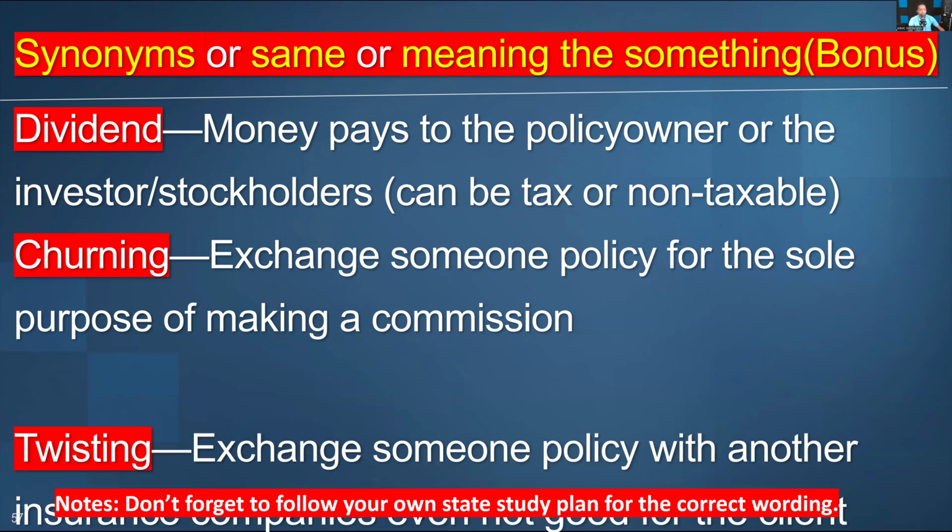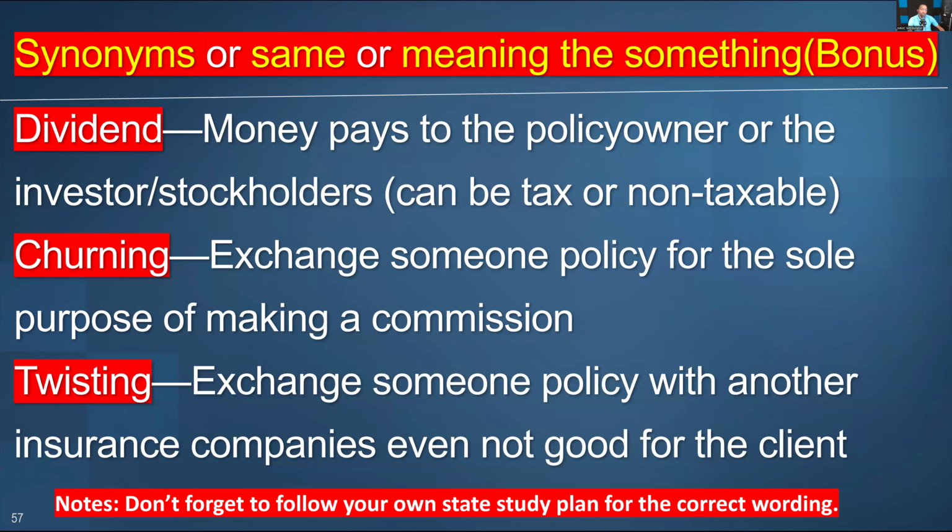Churning, it's illegal. Twisting. Twisting is when you make somebody exchange, you exchange someone's policy with another insurance company, even though it's not good for them. Even though it's not good for the client, you ask them to change it. For example, you could work for ABC company and you don't like ABC company anymore. Now you go to XYZ company and you tell all your clients, I'm no longer working for ABC company. Since you are my client at ABC company, I want you to follow me to join me in XYZ company. This is called twisting. Even though it's not in the best interest, you make a move anyway.